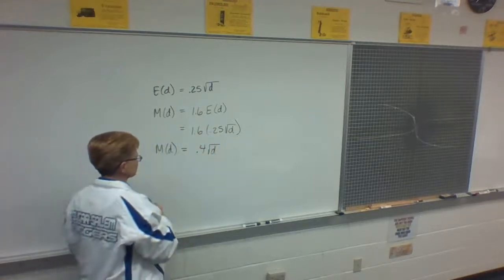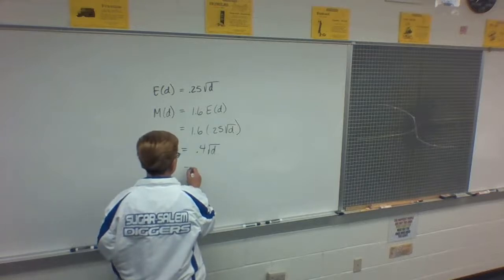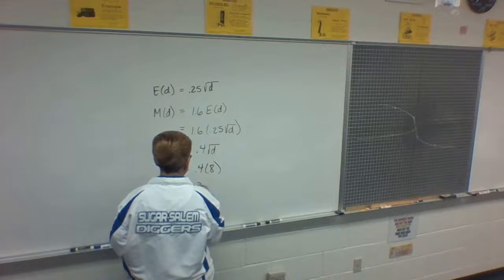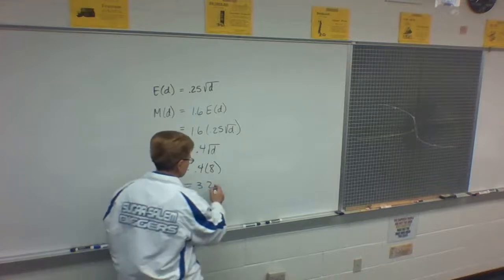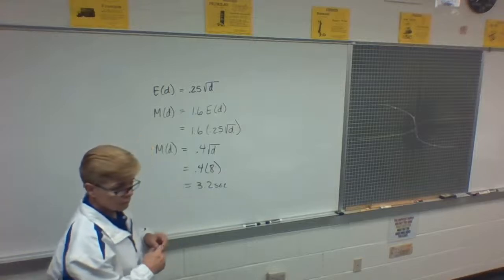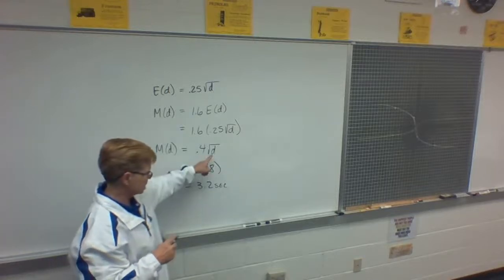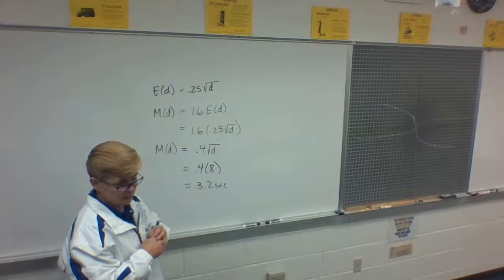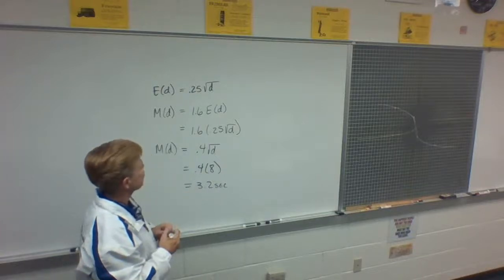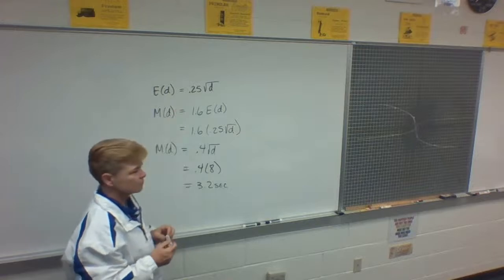How long will it take to fall 64 feet on Mars? 0.4 times 8. Did you follow? Did you figure out where I got the 8 from? No, where'd you get the 8? Because it said 64 feet, and that's what d is. Square root of 64 is 8. Okay. Did y'all follow that? So 3.2 seconds. How long would it take it to fall on Earth?